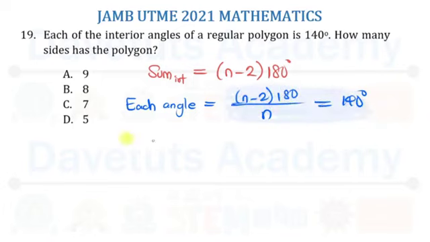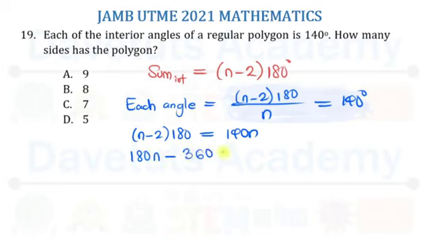So if we want to get it out, we can just cross multiply, and we have (n minus 2) multiplied by 180 is equal to 140n. If you open up this bracket, 180 times n is 180n minus 2 times 180 is 360, is equal to 140n. So if 140n moves to the left hand side, we have 180n minus 140n is 360, because it will be positive in moving to that side.